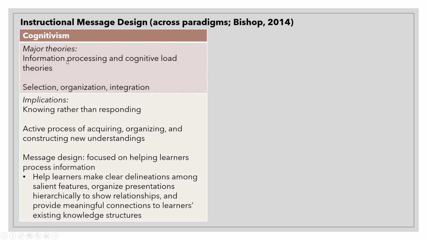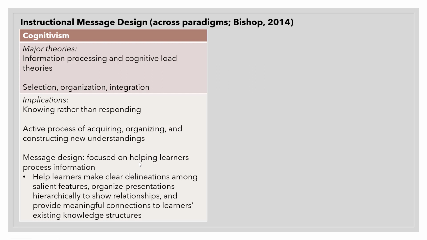Okay, so cognitivism. Some of the major theories under cognitivism: information processing and cognitive load theories, selection, organization, and integration. These are a lot of the major theories. You're going to be reading about them. Implications are, rather than just responding, we want people to know, like fundamentally understand. We want them engaged in an active process of acquiring, organizing, and constructing new understandings. So again, not just knowing what a graphic is and being able to take a quick behavior or action based on that, but really fundamentally understanding something.